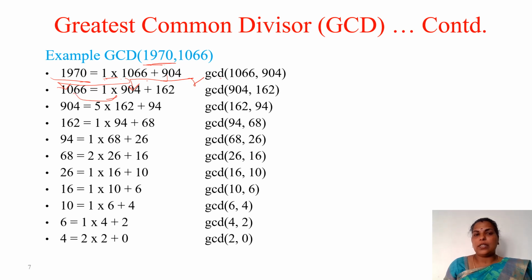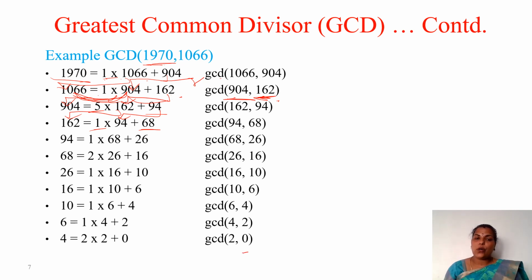Then you have to find the GCD of these two numbers. We have already found the GCD of the earlier pair, so we write it like this. Then we find the GCD of 904 comma 162, by finding the remainder. Again you write the divisor here and the remainder here, then find the new quotient and remainder. Likewise it goes on, and you have to check each time.